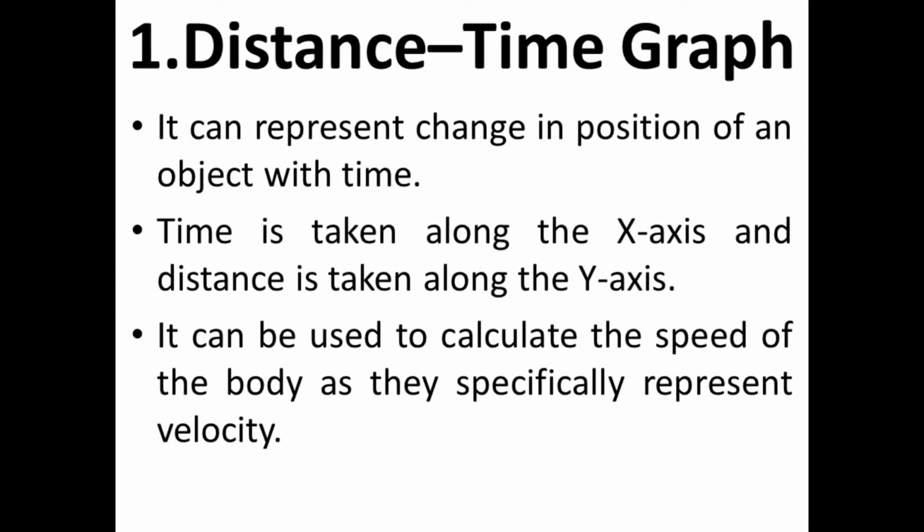First is the distance time graph. This graph represents change in the position of an object with time. Secondly, in this graph, we take time along the x-axis and distance along the y-axis. This graph can be used to calculate the speed of the body.